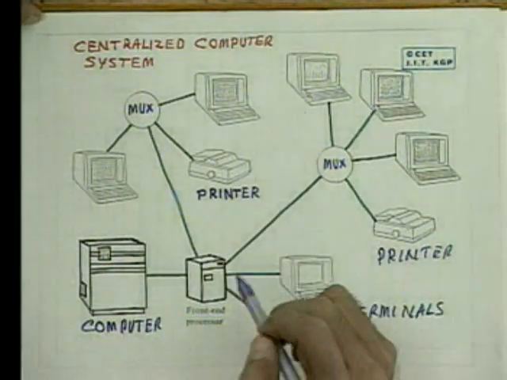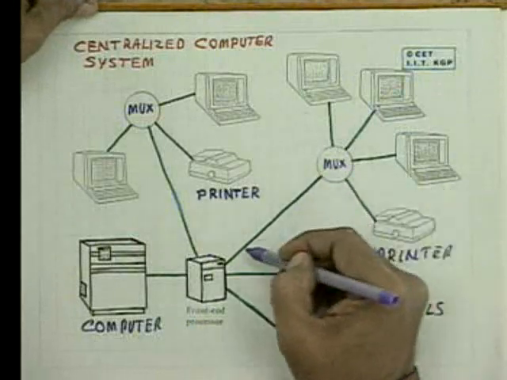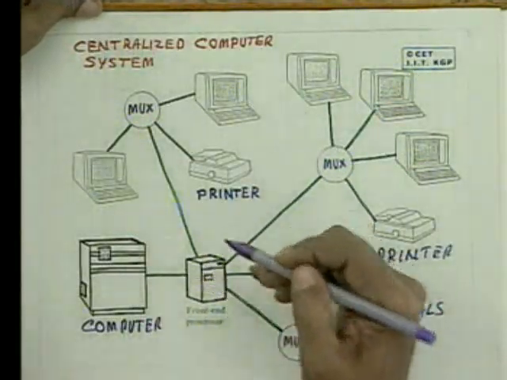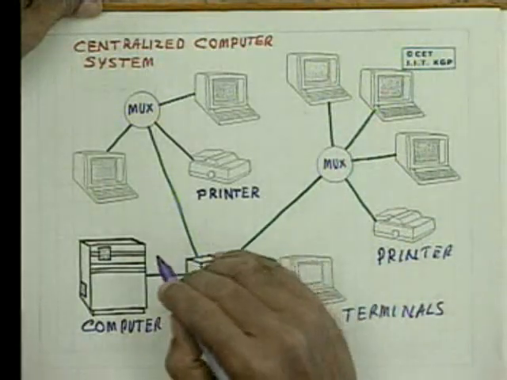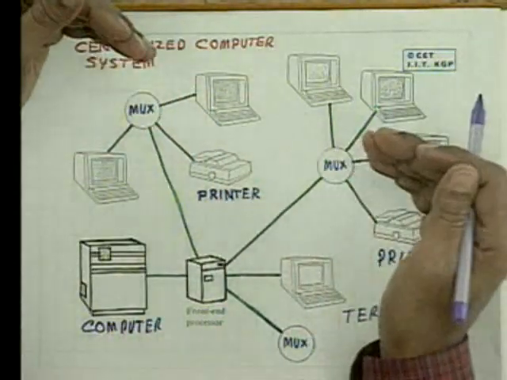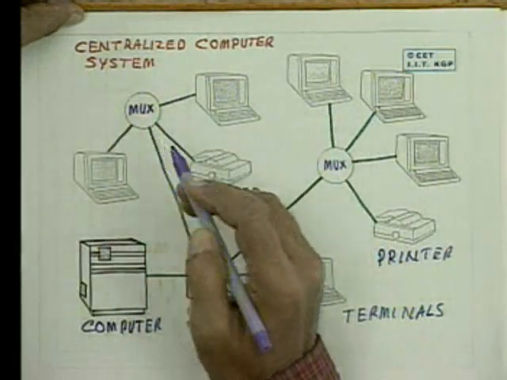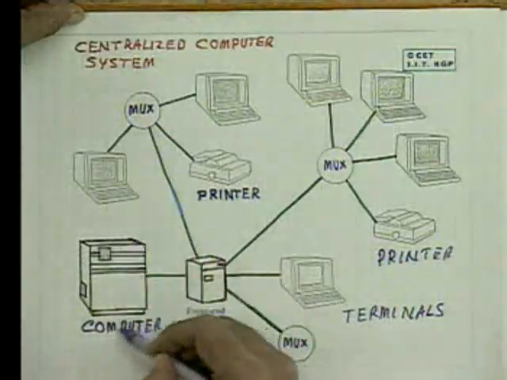So here these muxes were acting as some kind of concentrator, accumulating the signals and sending to the front-end processor. Front-end processor was responsible for receiving and sending with the peripherals and terminals, and the computer was mainly performing data processing. So this is how a simple network was set up, but still it is a centralized computer system. In the strict sense, we cannot call it a network, because you have got only one computer. You don't have many computers.